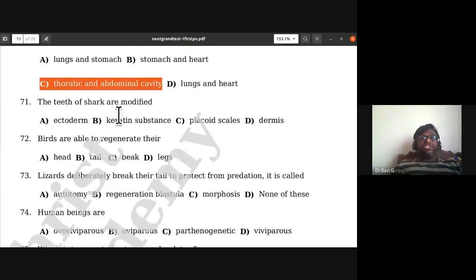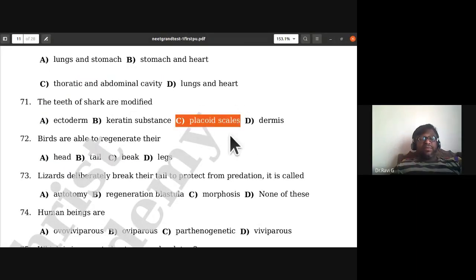The teeth of shark are modified placoid scales. Just remember, scales are modified as teeth and they are very sharp. Sharks are carnivorous animals. Okay, the white shark and others you might have noticed, they are very aggressive, and their teeth are made up of placoid scales.